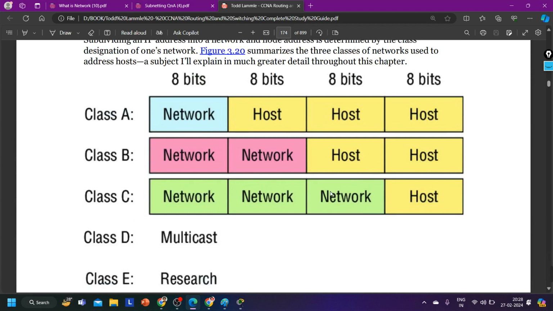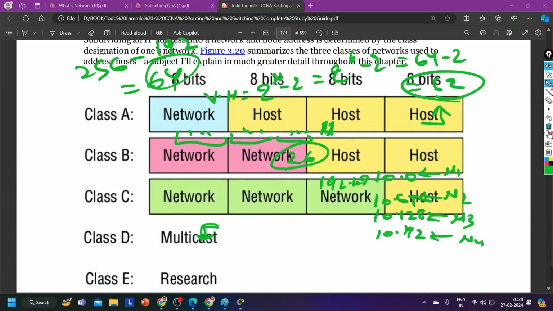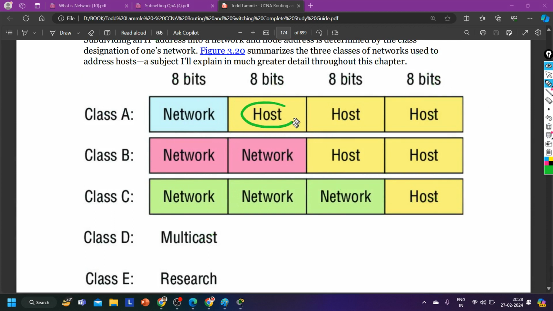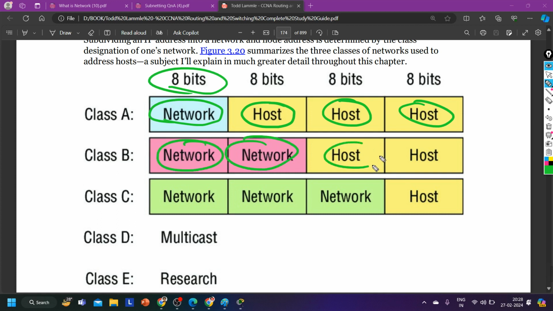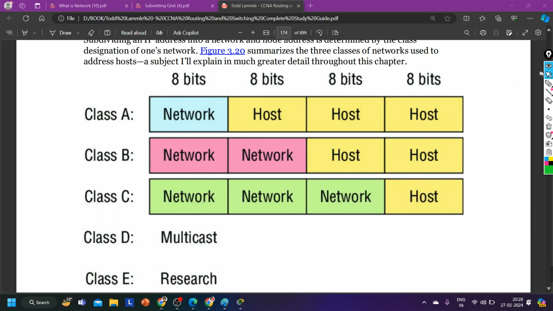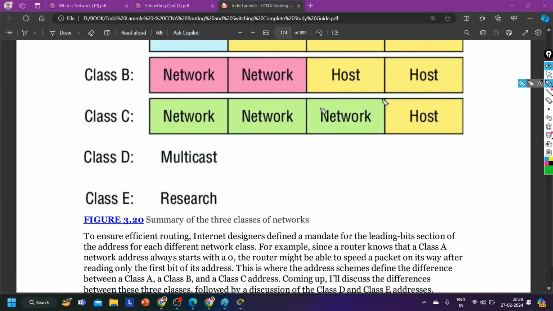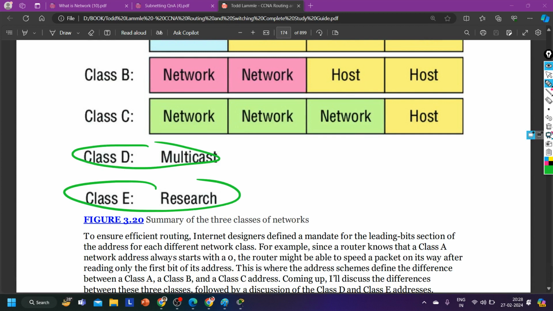For Class A, how many bits? 8 bits network, 8 bits host, 8 bits host, 8 bits host. So the total number of host bits is 24 for Class A, and there are 8 network bits. For Class B, 16 bits of network and 16 bits of host. For Class C, 24 bits of network and 8 bits of host. Very good, the same thing we discussed in the last class. Then Class D is multicasting, and Class E is reserved for research.